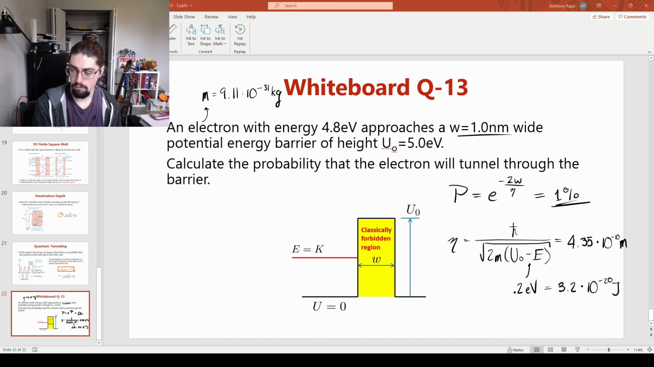How do we feel, team? I know I've run through a lot of the whiteboards today, and I apologize for that. What was the value for h bar? h bar is h divided by 2 pi.